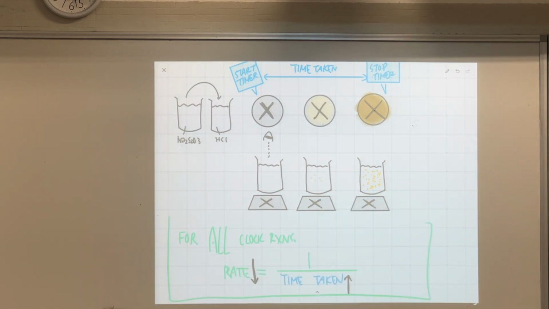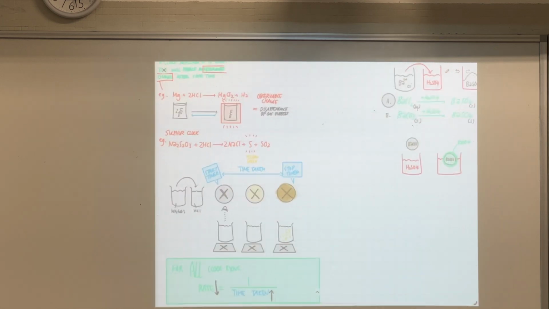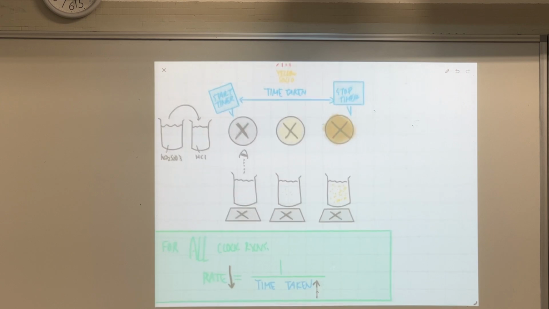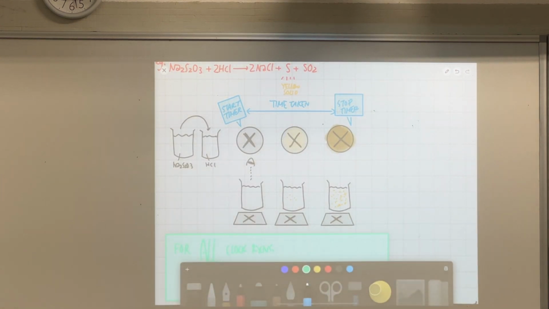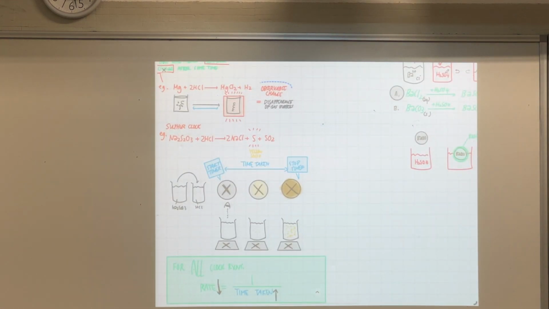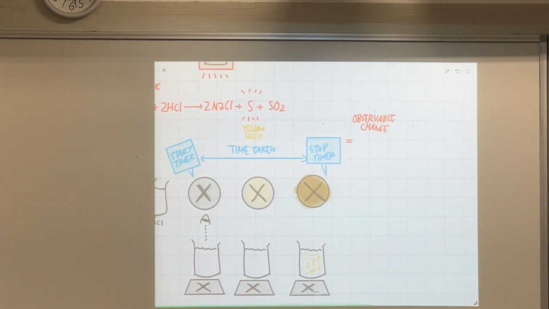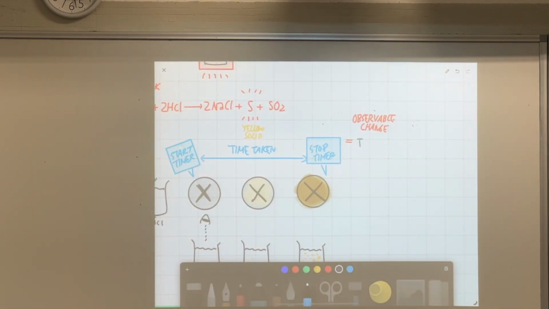So can you put that for all clock reactions, including but not limited to the sulfur clock, the time it takes for the cross to block out. Can you write down what the observable event is this time? The observable change is the cross will be blocked out, meaning it is blocked by the sulfur.